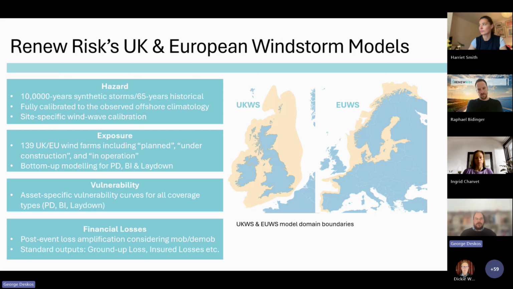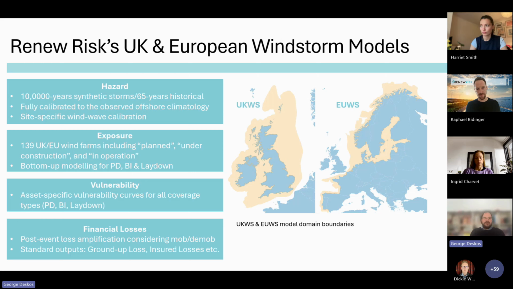When it comes to exposure, we don't use aggregated, we use disaggregated exposure, and we're covering about 139 UK and EU wind farms, which include planned, under construction, and in operation. The way we calculate exposure is through bottom-up modeling. We take each asset specifically, we look at its classification, we look at its structure, and this is how we do the cost modeling. So there's a lot of science that goes into doing this for exposure. Vulnerability uses asset-specific vulnerability curves for all types of coverage. I think Ingrid will go into detail, so I'm not going to say anything more here.